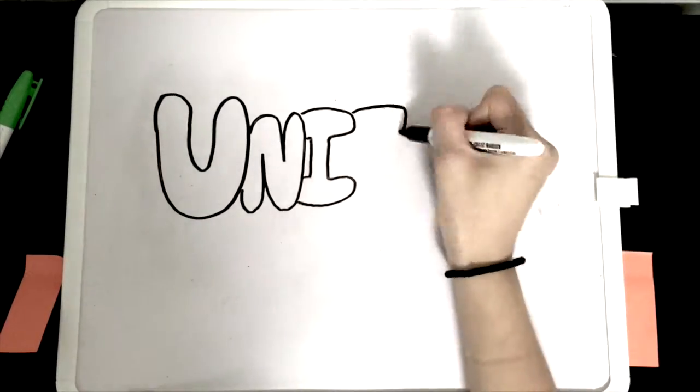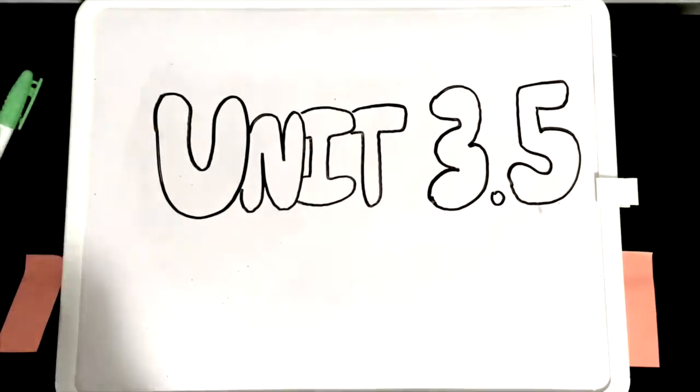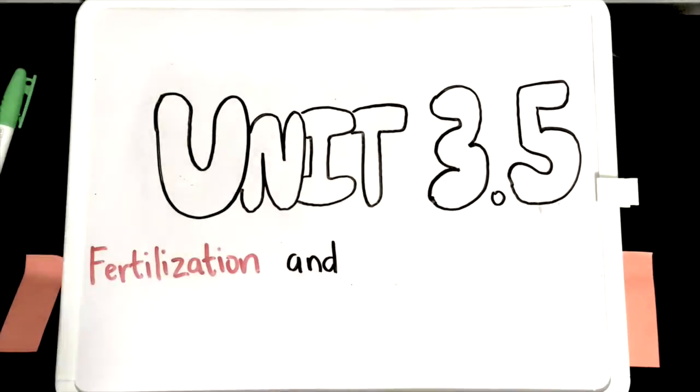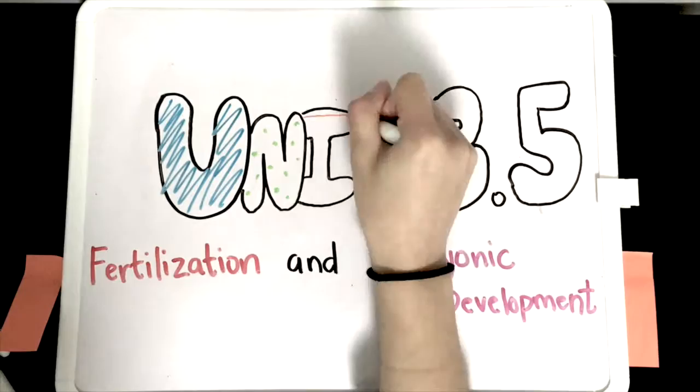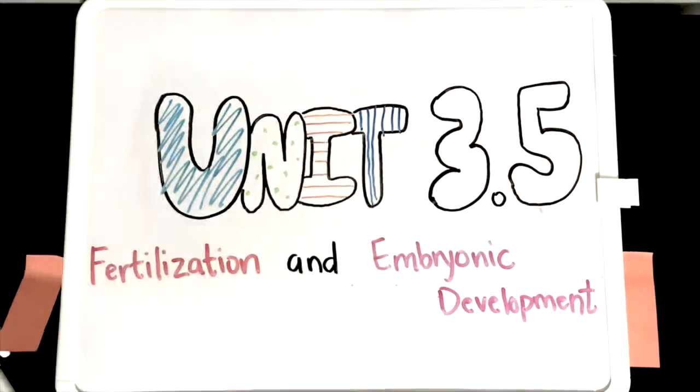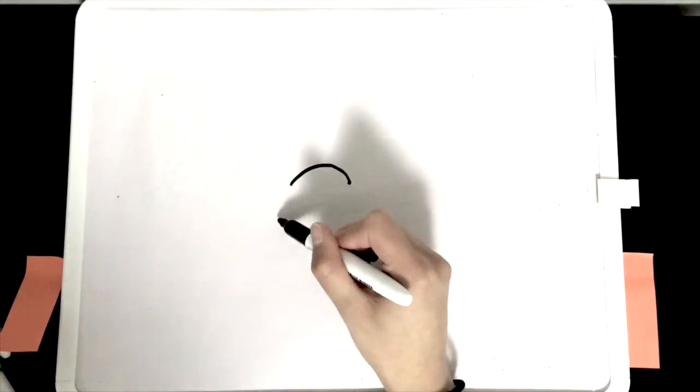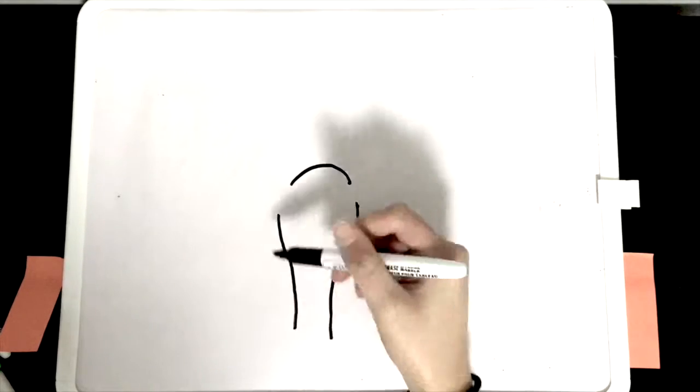In this video, I'm going to be talking about Unit 3, Topic 5, Fertilization and Embryonic Development. Alright, let's begin by reviewing a little bit of the female reproductive system.